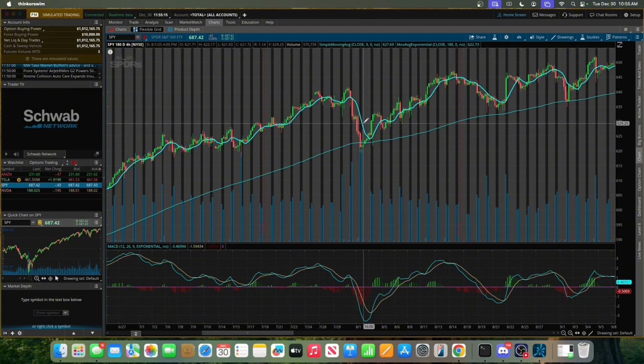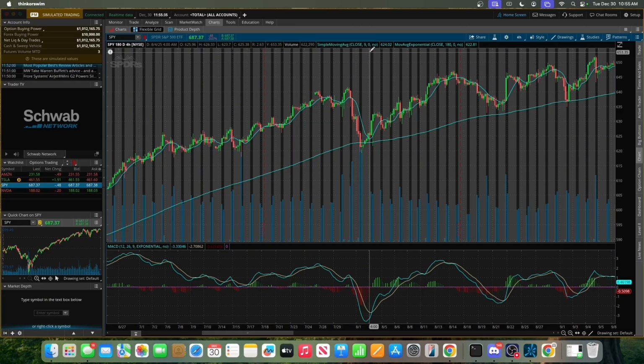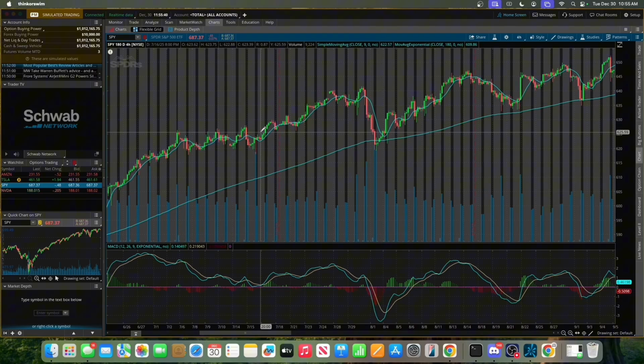But all the SMA is, is it takes the average price over a set number of periods. For example, a 50-day SMA adds the last 50 closes and divides it by 50. So for this one, I have it on 9, so it just adds the last 9 closes and divides it by 9. So why does this even matter? It smooths out price noise and it shows the trend direction. So if price is above the SMA, it tends to be bullish, and if it's below it, it tends to be bearish.